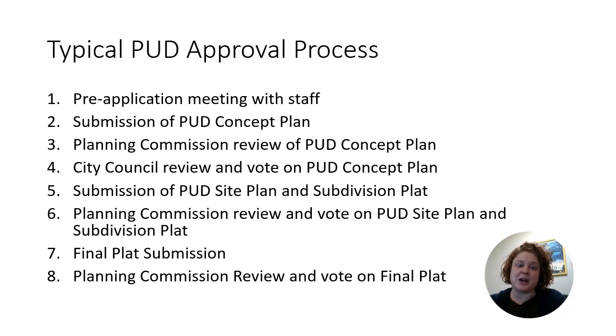A finalized PUD site plan and preliminary subdivision plat with the engineering completed is then reviewed and approved or denied by the Planning Commission. Any substantial changes to the PUD plan often requires City Council approval after the initial preliminary approval. At this point, the process is the same as any other subdivision. After construction of the infrastructure or with a performance bond on the approved infrastructure, a final plat can be submitted and reviewed by the Planning Commission.